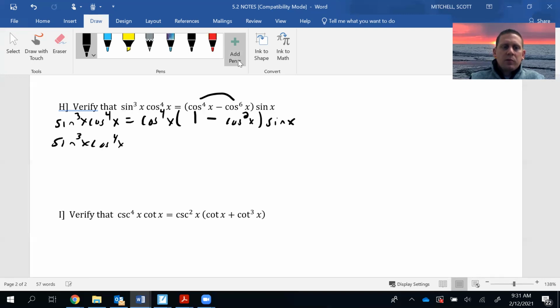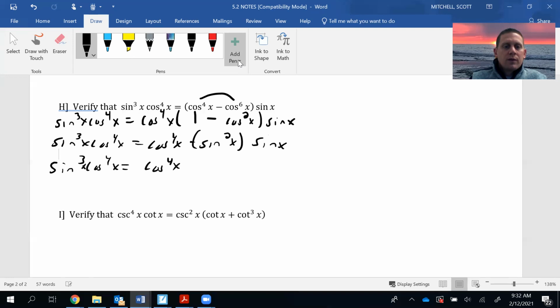Well, look at what we have in parentheses. 1 minus cosine squared. That's sine squared. That's the Pythagorean identity just moved around. So we are one step away and then we're done. Cosine to the fourth. Sine squared times sine. Sine cubed.